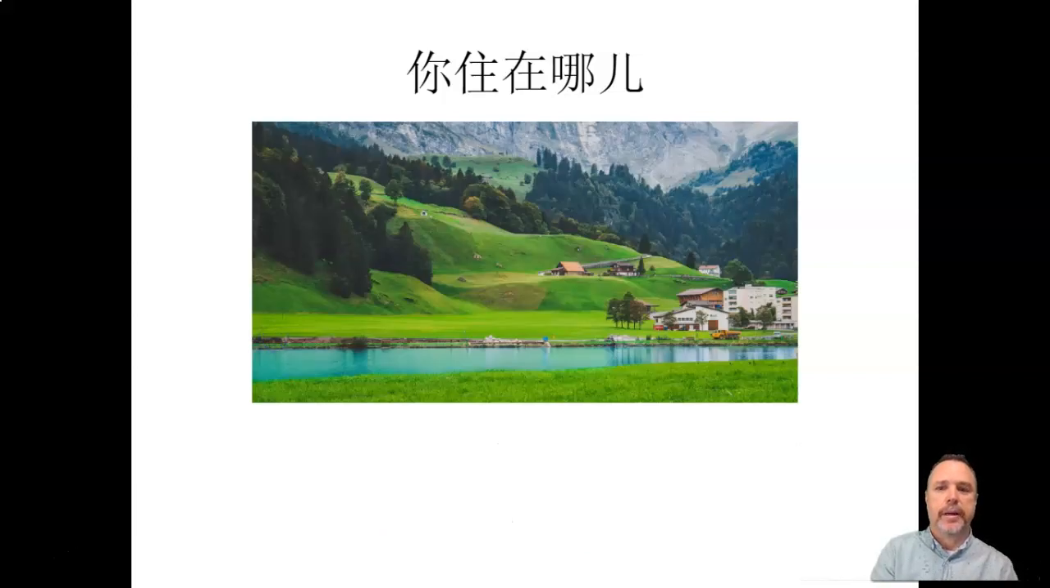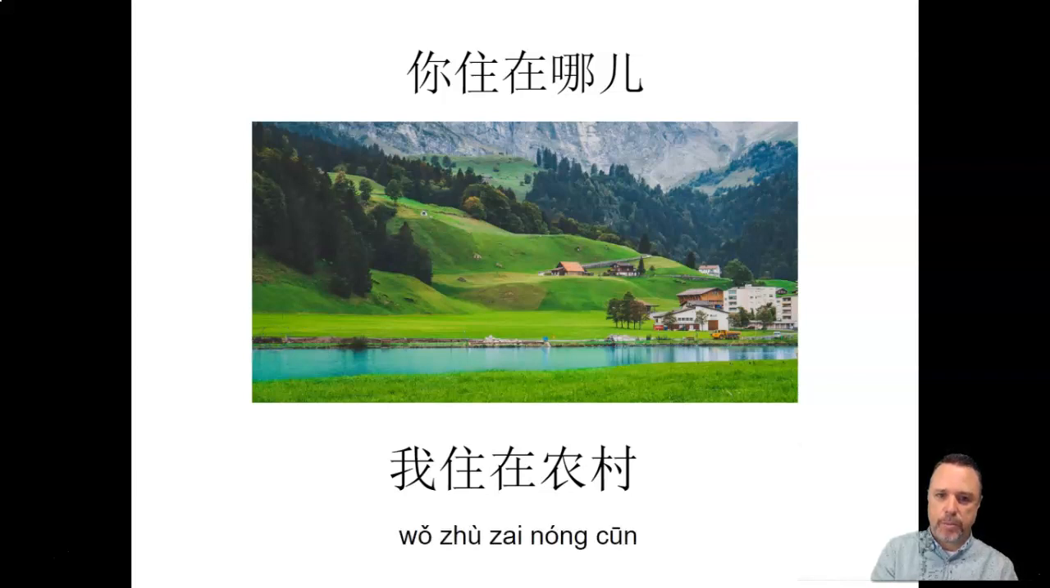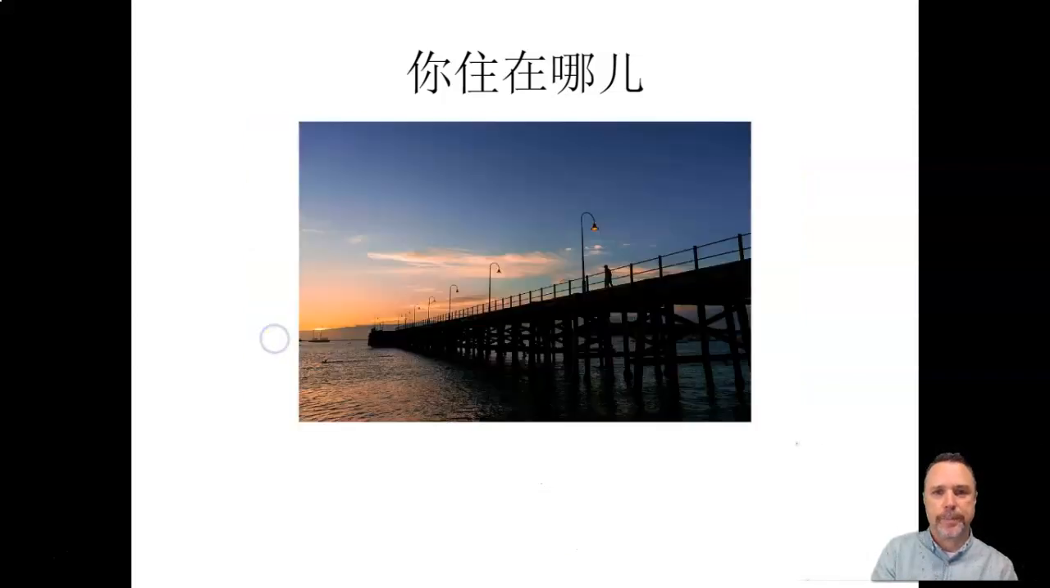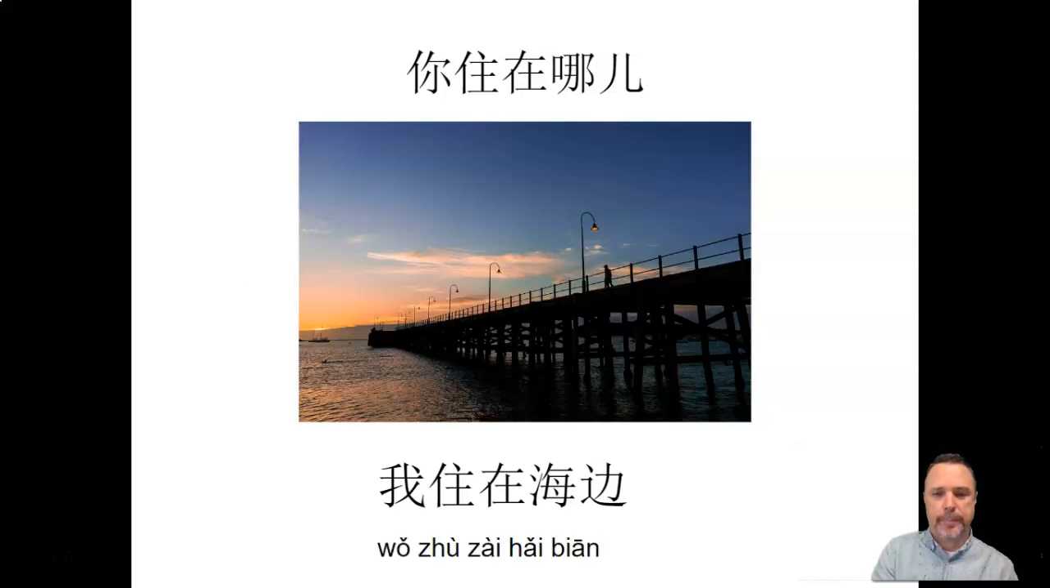Let's have a look at another one. 你住在哪儿? Where do you live? Based on that picture, here's our answer. And here's the pinyin. 我住在农村. 我住在农村. I live in the countryside. We'll do one more. Hopefully you'll recognize that picture. 你住在哪儿? Here's our answer. And here's the pinyin. 我住在海边. I live by the seaside.